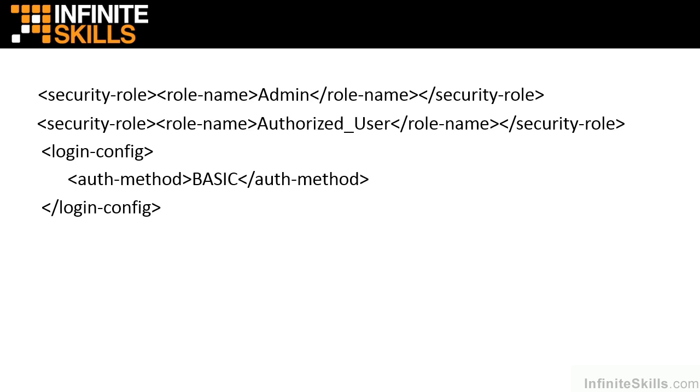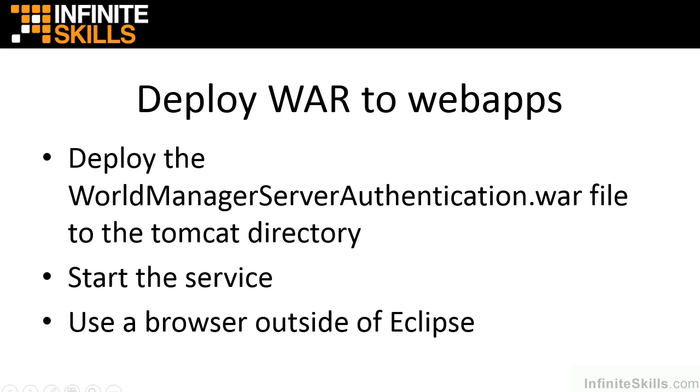Now, all basic authentication means is that the server is going to handle it. So when there's an authentication request required, the server will actually put up a form for us to log in, and then it will authenticate against the server itself. When we go to deploy, all we're going to do is grab that World Manager Server Authentication.war file, drop it into the Tomcat directory, giving all the permission, start the server, and we should see the server start up, and it will build a folder, and then we'll use a browser outside of Eclipse to view this. Now, I'll show you why in a moment here.